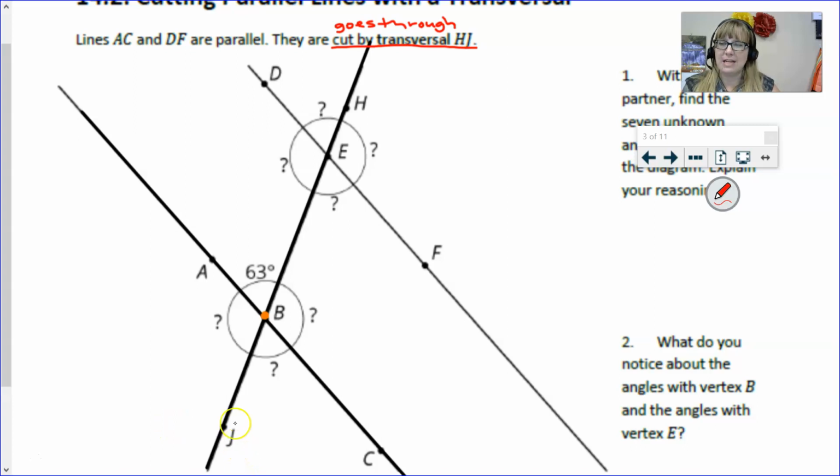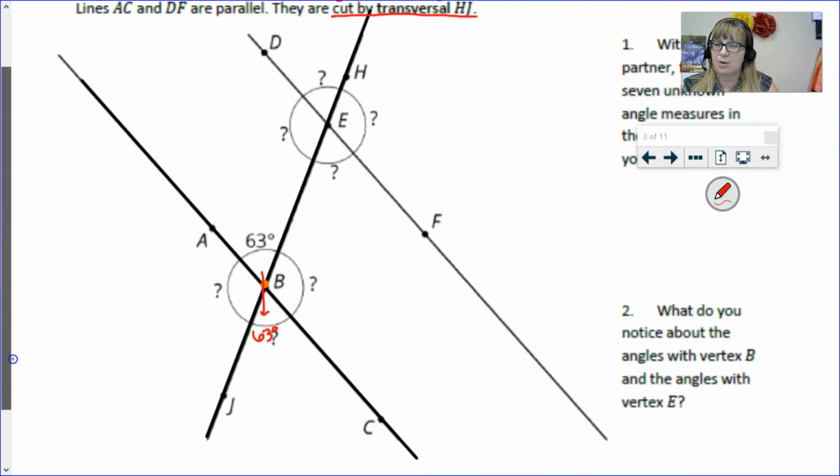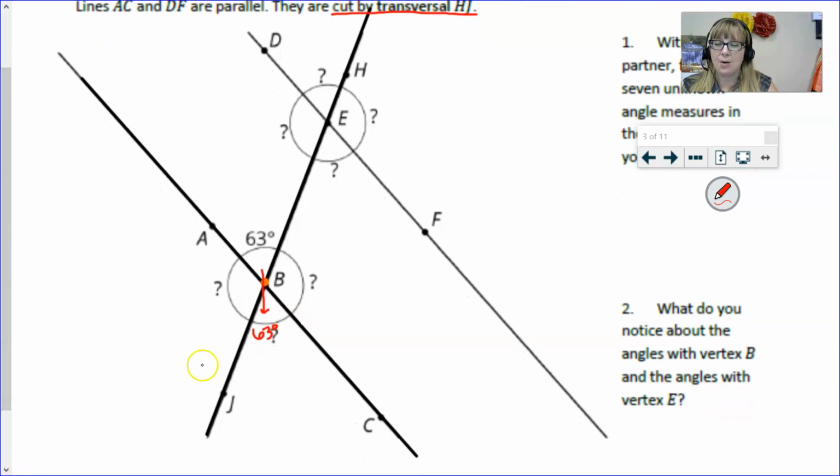What you should have seen is this is a 63 degree angle, and so this is also a 63 degree angle. I know this is also 63 degrees because, and we're writing this down, vertical angles are congruent. It's never enough just to write down the angle measures. We always want to justify how we know what we know. So this is 63 degrees because vertical angles are congruent.